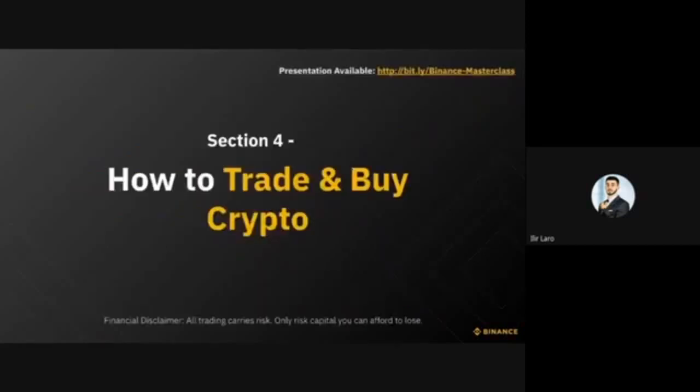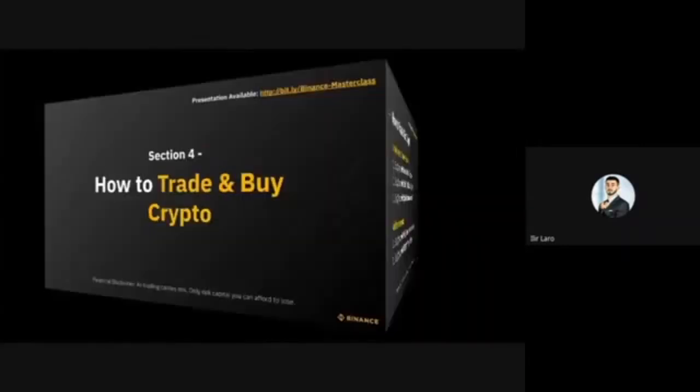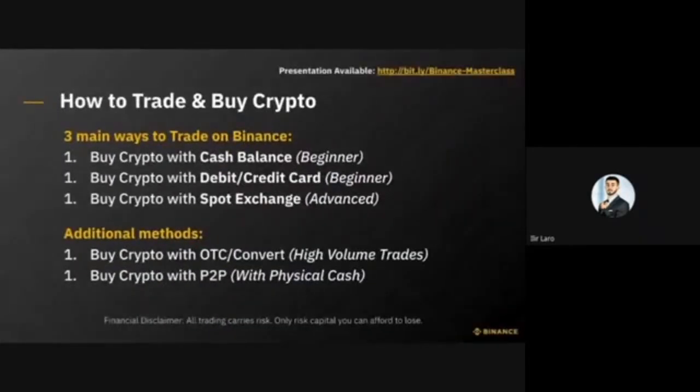Moving on to how to trade and buy crypto. There are three main ways to trade in Binance: buy crypto with cash balance, buy crypto with a debit or credit card, and buy crypto with the spot exchange. There are also additional methods. You can buy crypto with OTC, which is referred to as over the counter, and Convert, and then buy crypto with P2P. This allows you to buy crypto with physical cash and meet face-to-face with people.